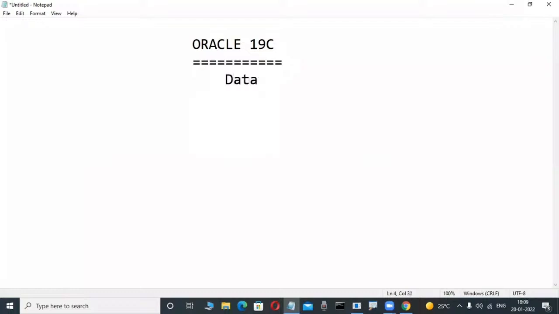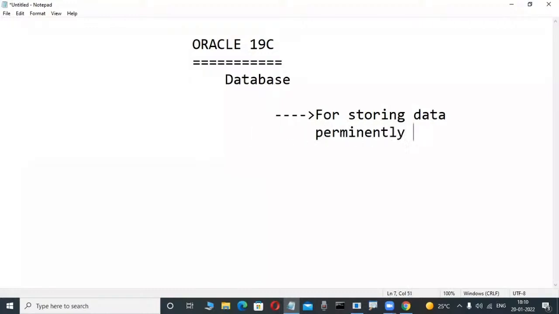Database. Don't write anything, just observe here. But what is the purpose of these database products, everyone knows. Whenever we install these database products in our system or on the company side, what is the main purpose? For storing data. For storing data permanently in secondary storage devices. Secondary storage devices means maybe a hard disk. Yes, one of these.